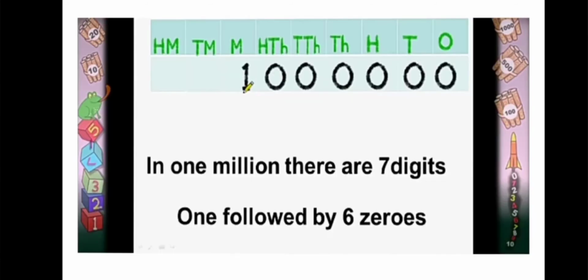Okay students, now how can we write 1 million? Here we write 1 million with their places. So 1 million has, you can see, 1, 2, 3, 4, 5, 6, 7. So 1 million has 7 digits. Here 1 is followed by 6 zeros.